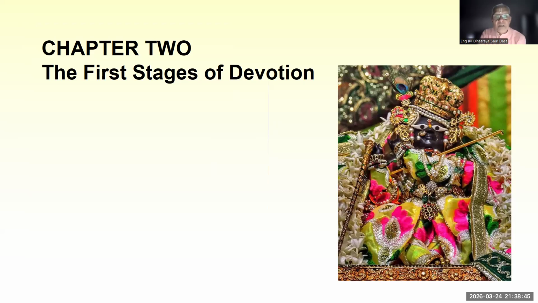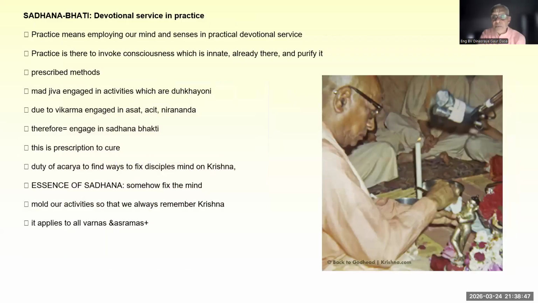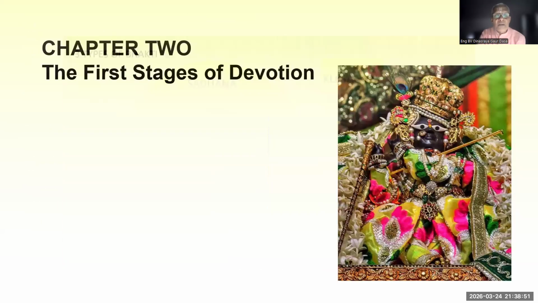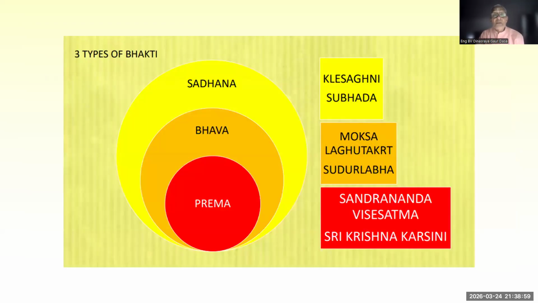If you permit, we have three or four slides, and we can even continue part of chapter 2, the first stages of devotion. This is the Radha Raman Murti. We have already talked about three types of bhakti: sadhana bhakti, bhava bhakti, and prema bhakti. Sadhana bhakti eliminates our klesha and is the beginning of auspiciousness, or shubhada. Bhava bhakti is moksha.